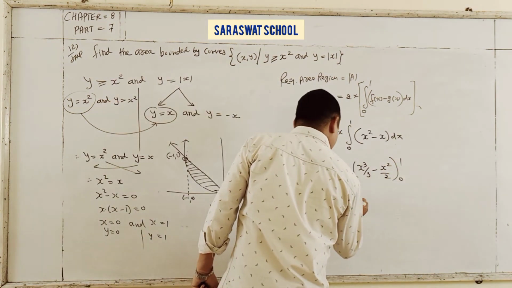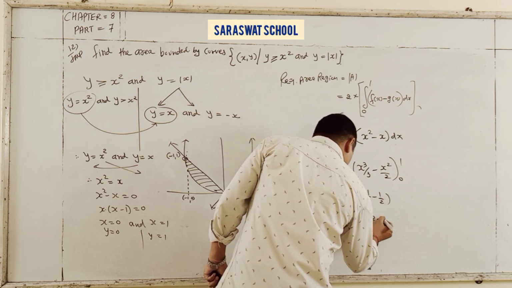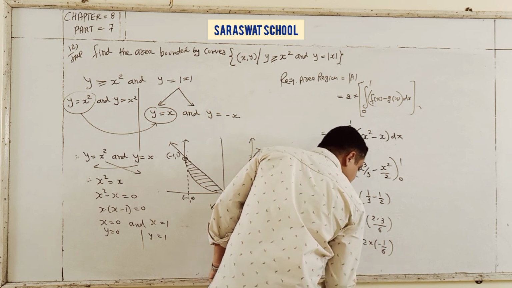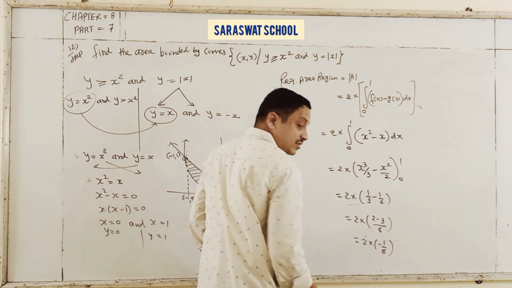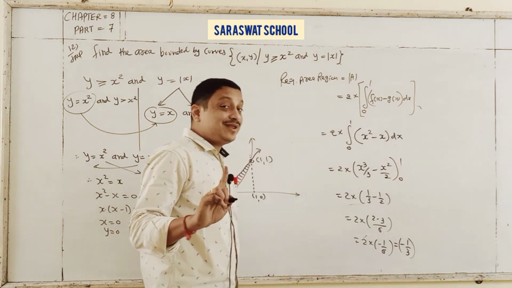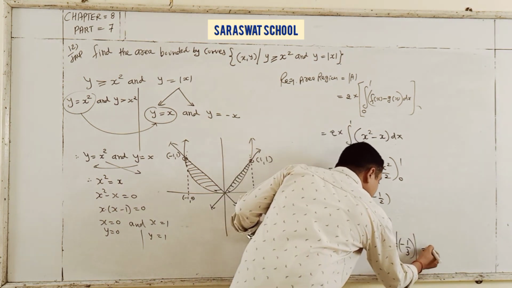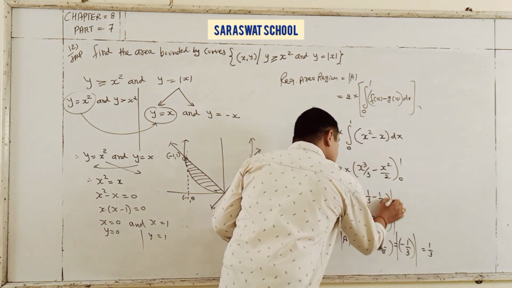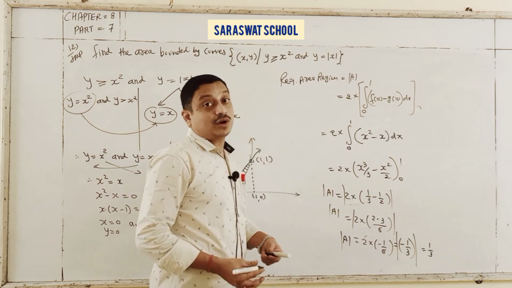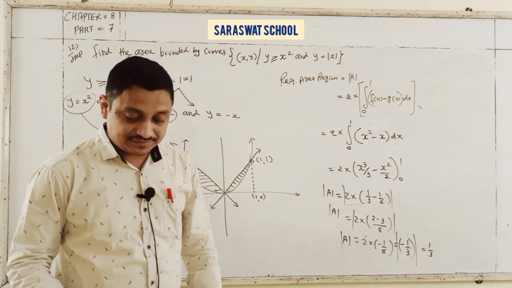So 2 times (1 by 3 minus 1 by 2). It is 2 times (2 minus 3) by 6, which is minus 1 by 6, and this finishes as minus 1 by 3. But students, area can never be negative. That's why we take the modulus. You can take modulus, and that is your 1 by 3, your final answer. Yes, it is the correct answer.